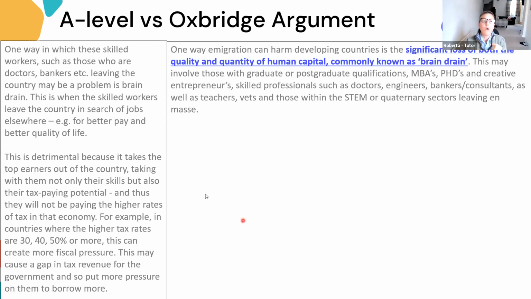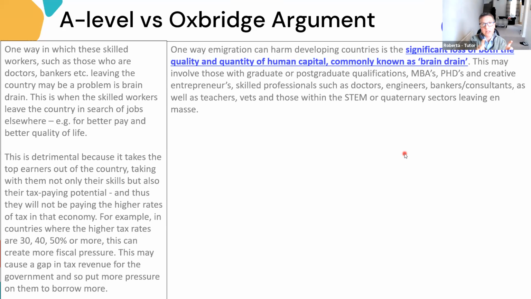Now watch this. One way in which immigration can harm developing countries is significant loss to both the quantity and the quality of human capital. I'm not talking about people anymore, I'm talking about human capital, commonly known as brain drain. This may involve graduate or postgraduate qualifications with MBAs or PhDs, creative entrepreneurs, skilled professionals. Now look at the list on the left and then look at the list on the right. Doctors, engineers, bankers, consultants, teachers, vets, those with STEM or quaternary sectors leaving en masse. Just sounds better. More granular detail and more in depth.